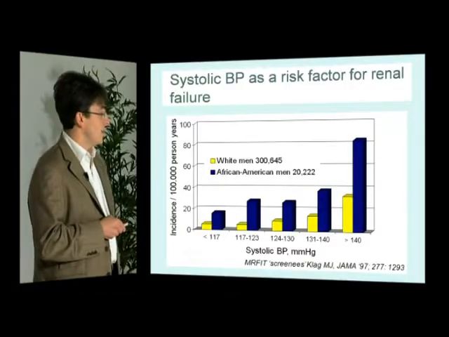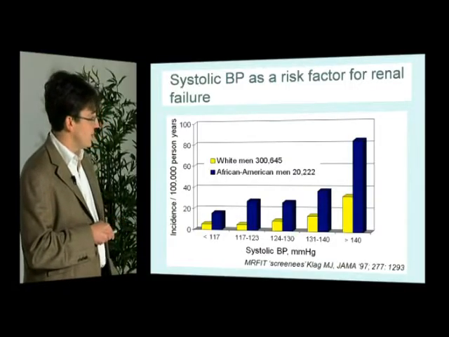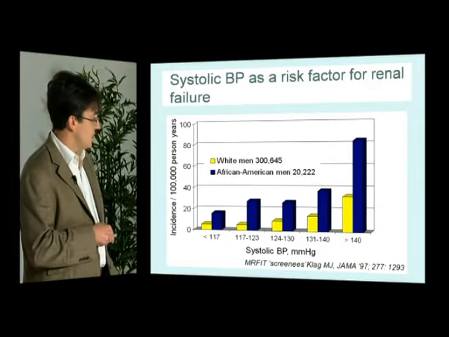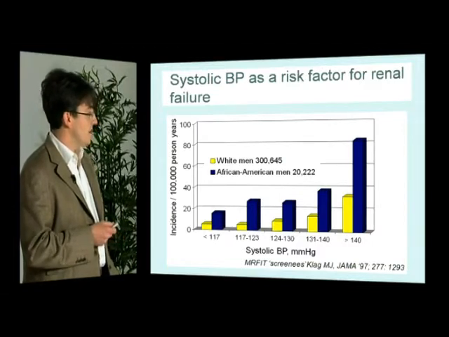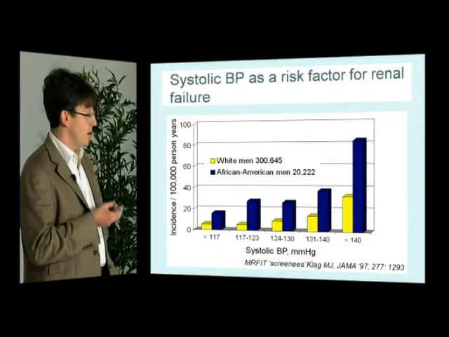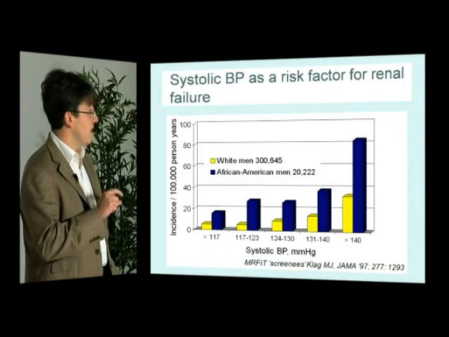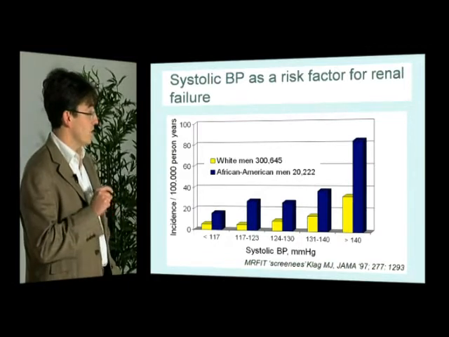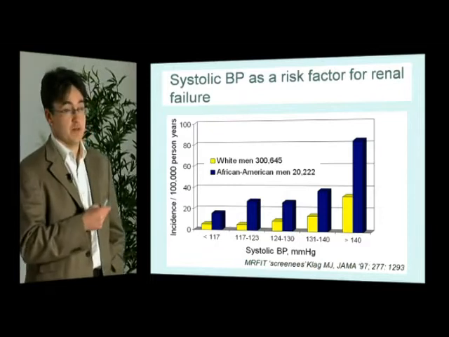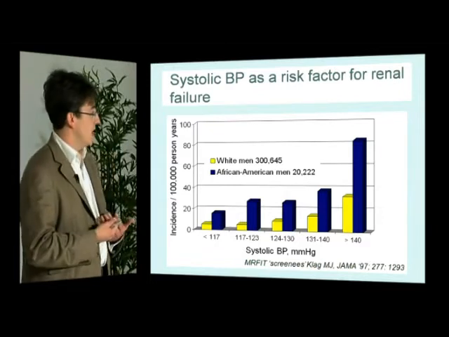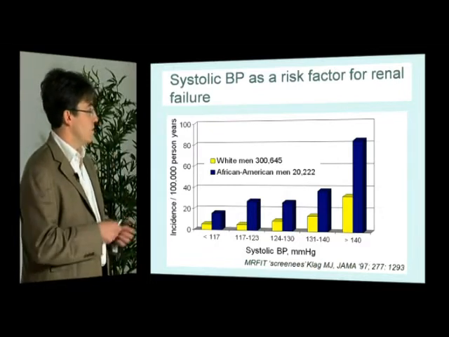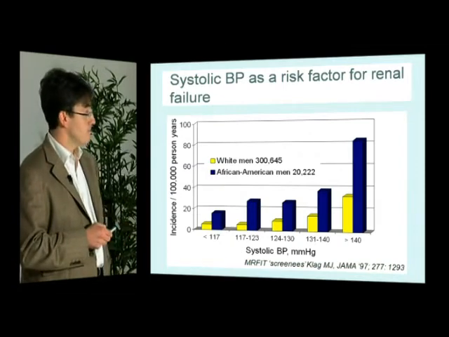Interesting to note that in every single blood pressure range, even starting from the very lowest range, around less than 117 millimeters of mercury, the Afro-Caribbean population has a far higher incidence of renal failure when compared to the Caucasian population. This, of course, may reflect other social or economic factors which we know also impact renal failure.